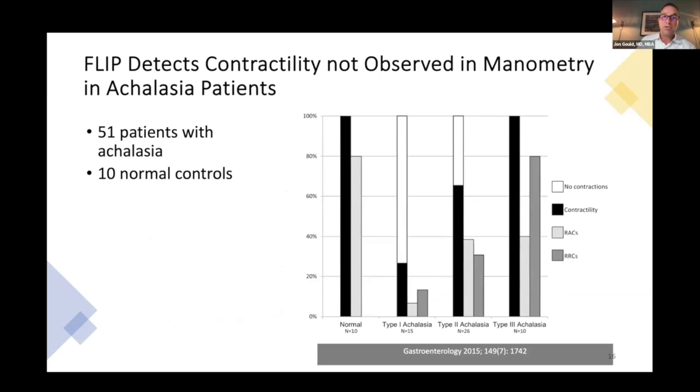This is just a study that shows that. This is the endoflip used to detect contractility not observed in manometry in achalasia patients. You can see normal patients on the left, type 1 achalasia, type 2 achalasia, type 3 achalasia. And these RRCs, repetitive retrograde contractions, are the darker gray box on the right, where 80% of these 10 patients with type 3 achalasia in this particular study were able to induce repetitive retrograde contractions at the time of endoflip.